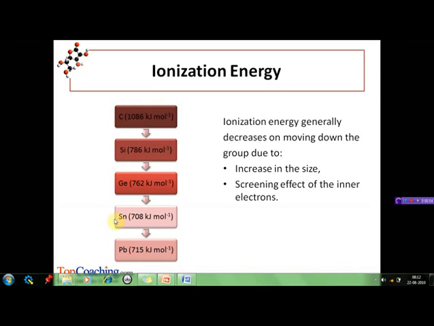On moving down the group from carbon to lead, we can see that there is a general decrease in the ionization energy, which is mainly because of two factors. First is the increase in their atomic size, and second is the screening effect of the inner electrons, which increases on moving down the group.